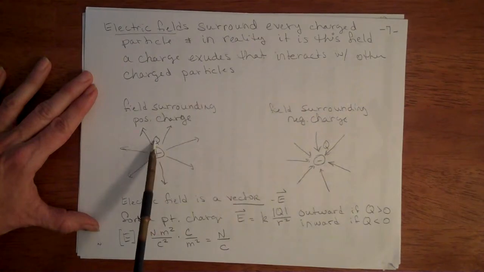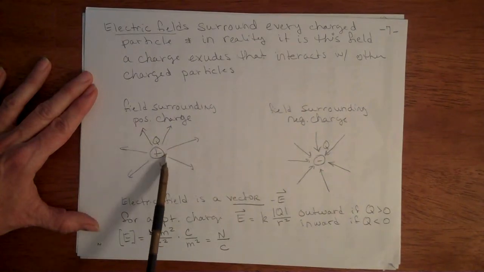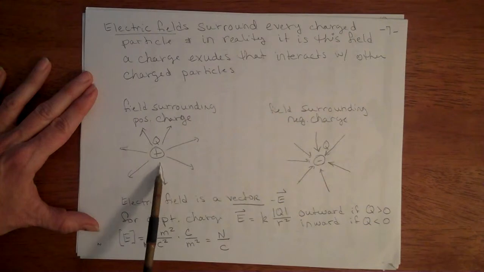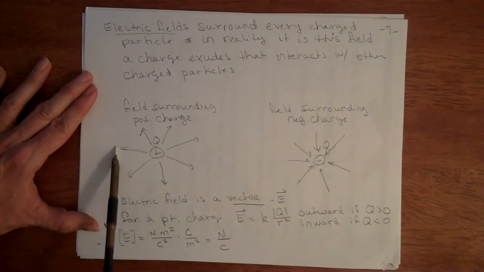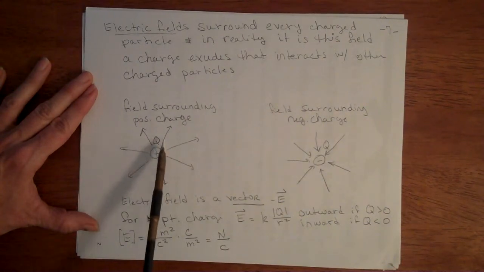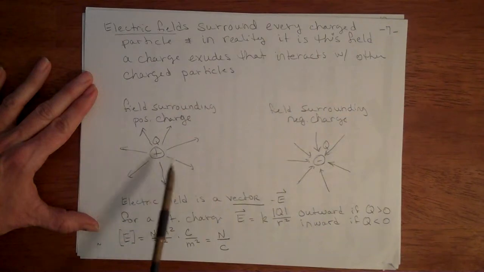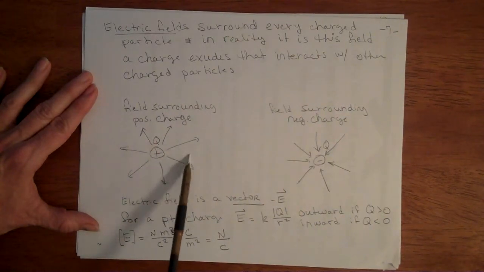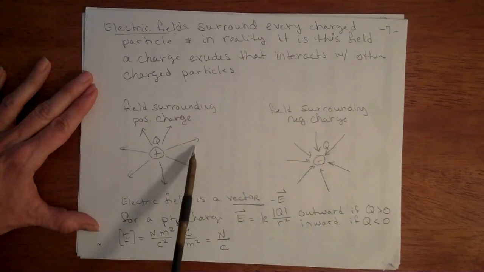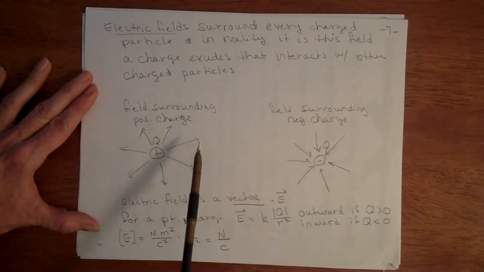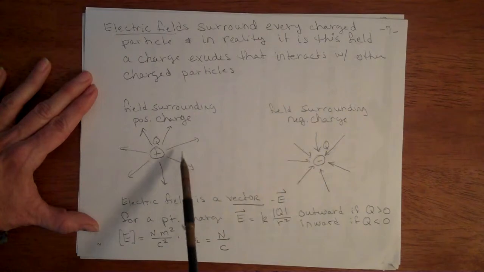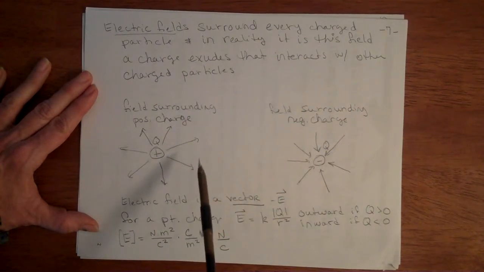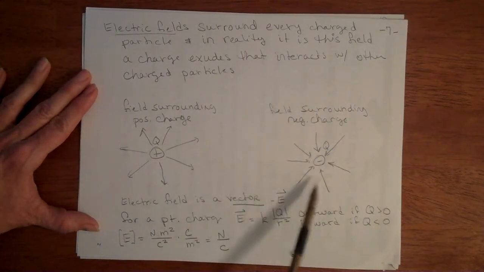So here's a positive charge, Q, and you can see the electric field lines are radially outward. So they point radially outward. The spacing between the field lines is indicative of the strength of the field. So you can see as we move further and further away from this charge, the electric field is getting smaller and smaller because the field lines are becoming further and further spaced.